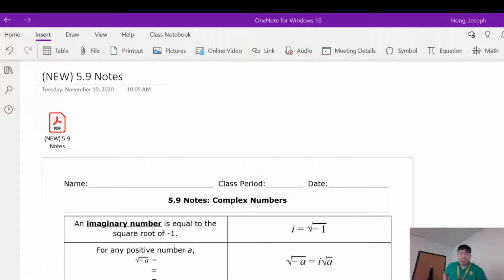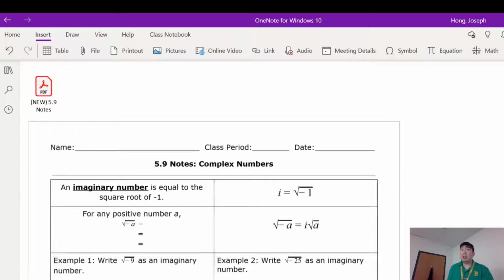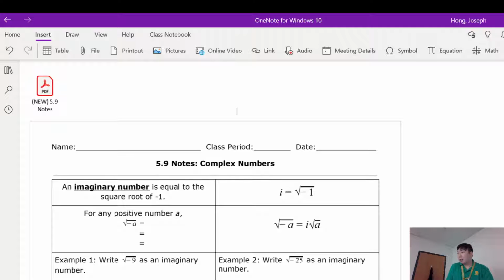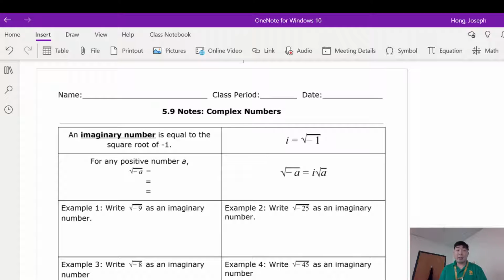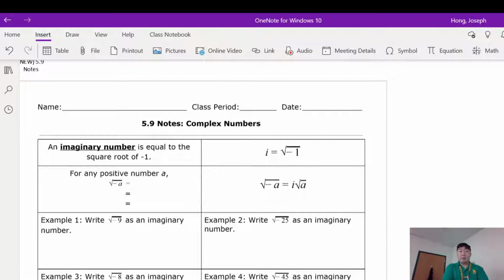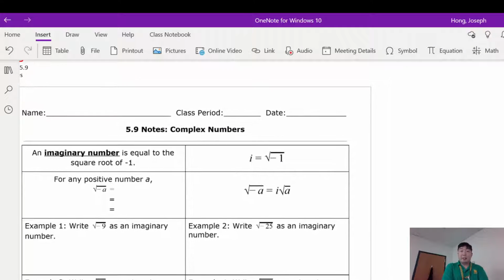And this is going to be talking about something you've never learned before, but we're going to be using pre-existing knowledge to help us figure out how to do something new, kind of like everything else in the class. So 5-9, complex numbers.